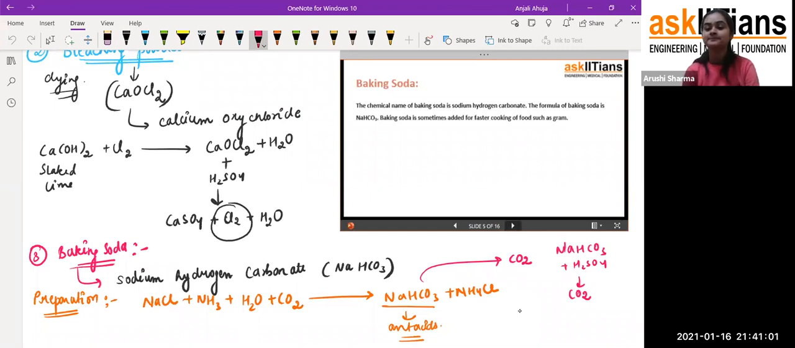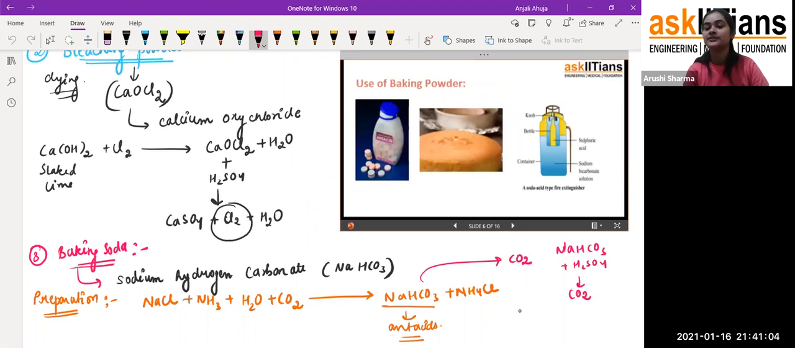Fine. Now uses of baking soda, you can see that we use it in the preparation of antacid. I have already told you, baking of cakes and something like that, pastries, pancakes. Third use, that we use it in the fire extinguisher. You can see here that in the fire extinguisher. Yeah, this is called the soda acid fire extinguisher.